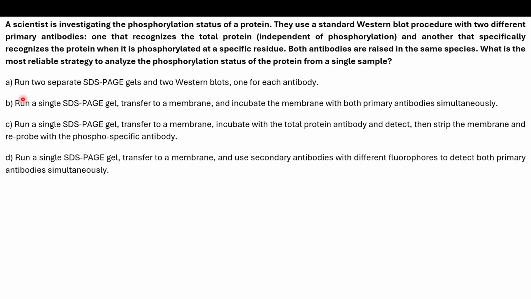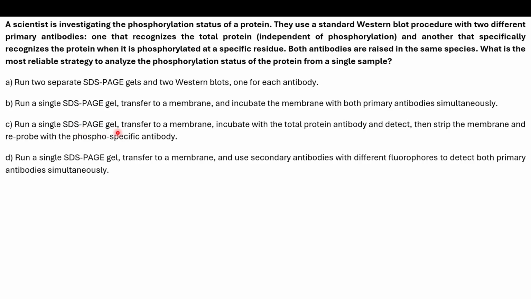So, options are, you run two separate SDS-based gels and two Western blots, one for each antibody. That doesn't make sense because one antibody will anyway, independent of phosphorylation, recognize the total protein. Okay. Then would you run a single SDS-based gel, transfer it to a membrane, and incubate the membrane with both the primary antibodies simultaneously? Again, one of them will definitely recognize the protein irrespective of its phosphorylation status.